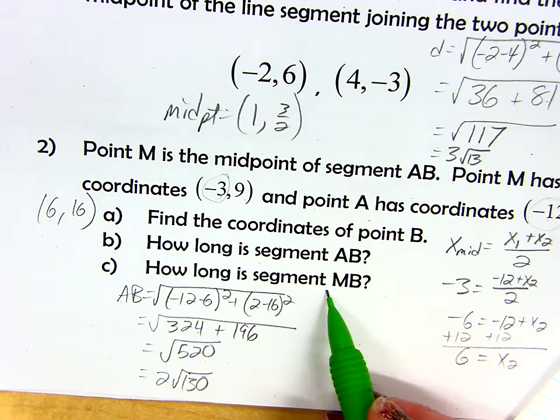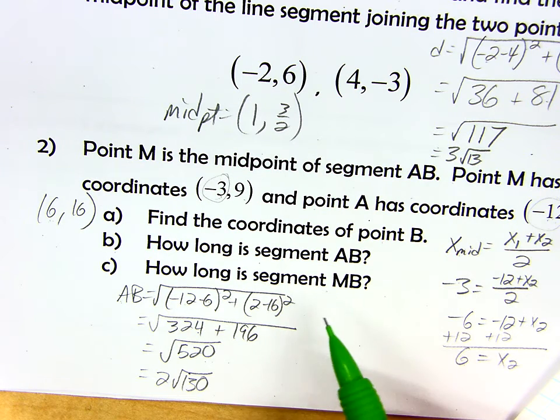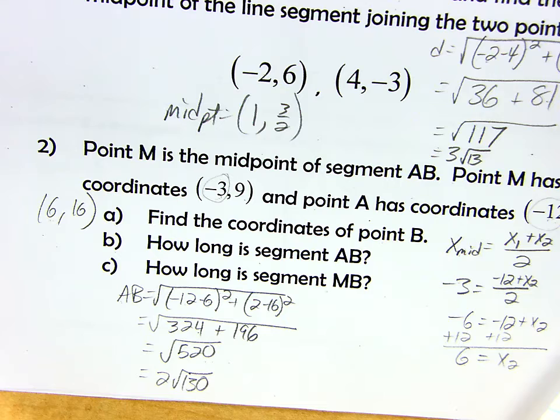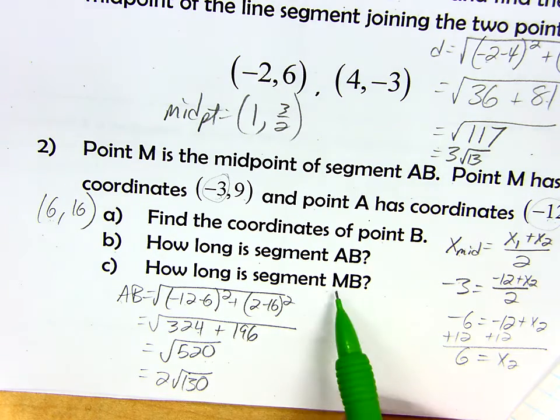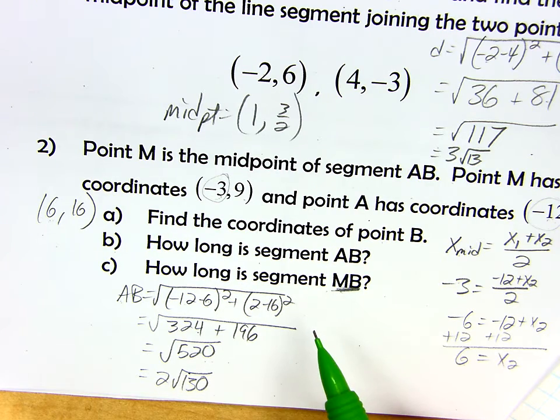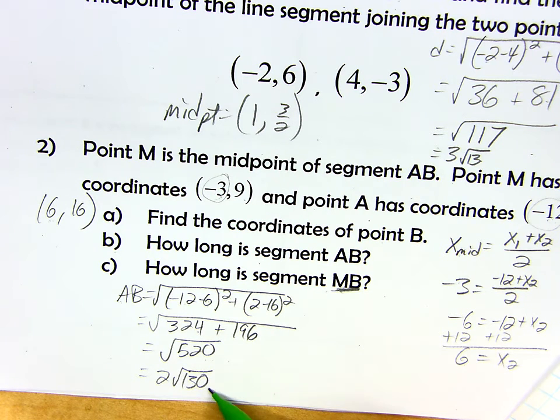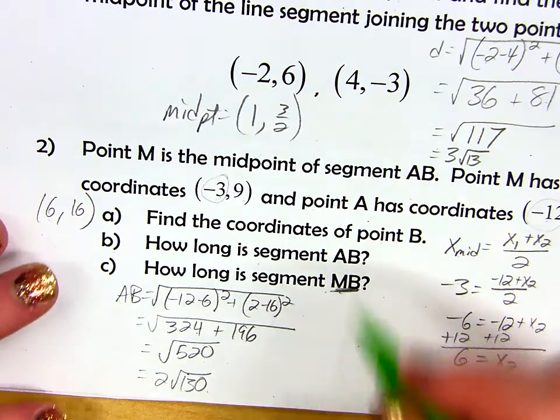And then, how long is segment MB? Well, you could do a whole bunch of math if you wanted to, but don't you know the answer already, without doing a ton of math? You could do the distance formula all over again from M to B. It would actually be a really nice check. But what should I be able to do? How long should segment MB be? Exactly. Shouldn't it be half the length of AB, since M is at the midpoint? Yeah, so if that's 2 root 30, wouldn't MB just be 1 root 30? Right? You with me?